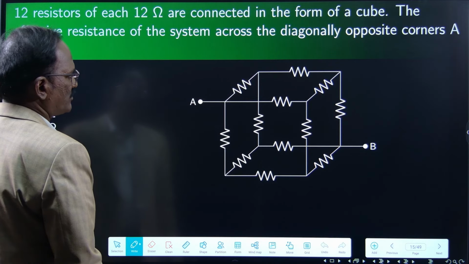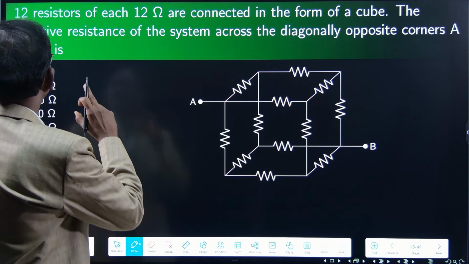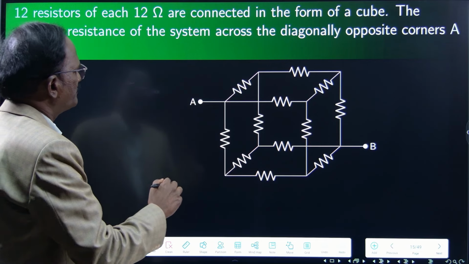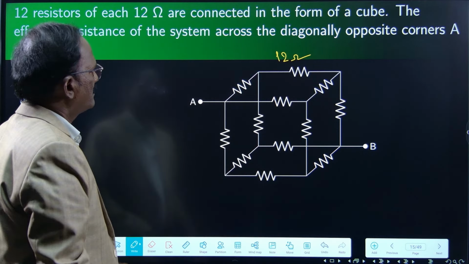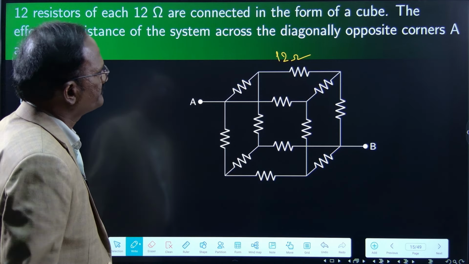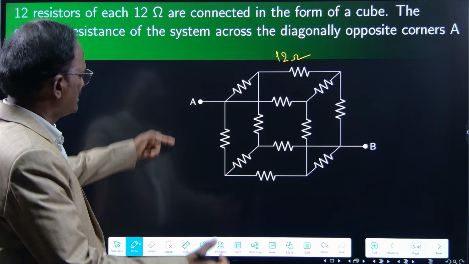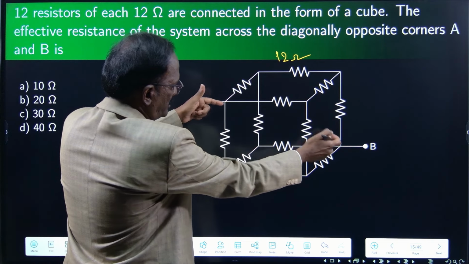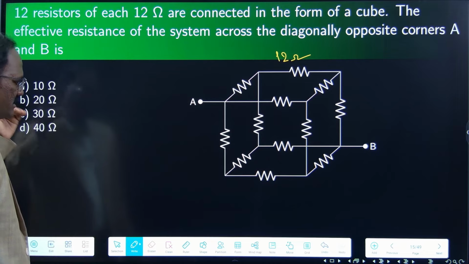Right. It is one interesting problem, but we can easily solve it. I will give you one tip here. 12 resistors, each of 12 ohms, all having 12 ohms, connected in the form of a cube. The effective resistance of the system across the diagonal opposite corners A and B is what? 10, 20, 30, 40.